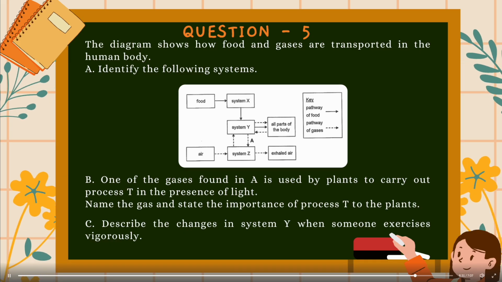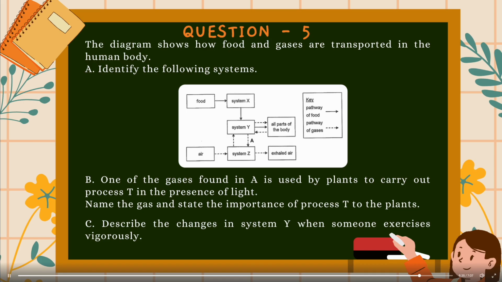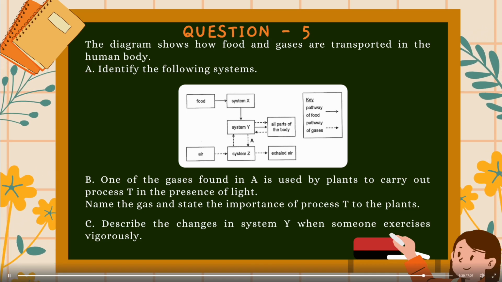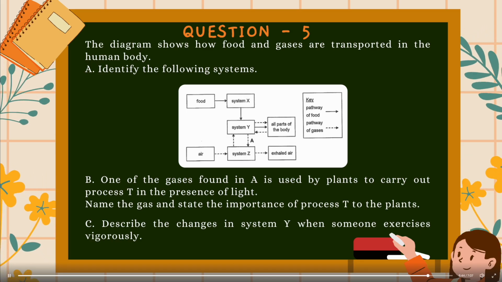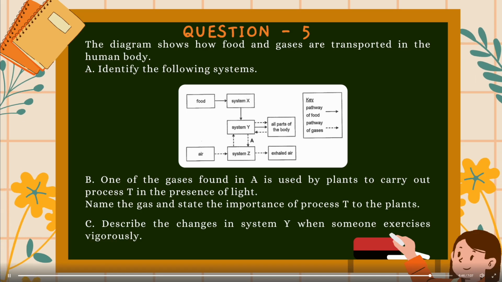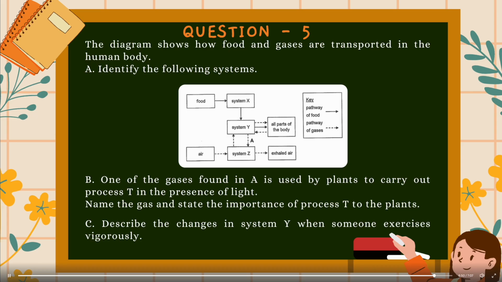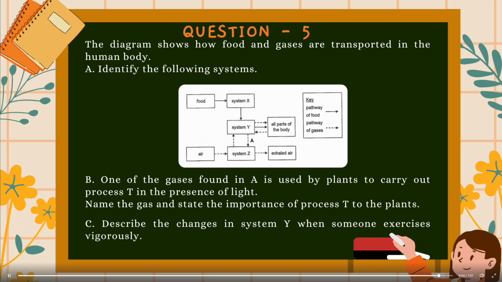Question 5. The diagram shows how food and gases are transported in the human body. A. Identify the following systems. B. One of the gases found in A is used by plants to carry out process T in the presence of light. Name the gas and state the importance of process T to the plants.